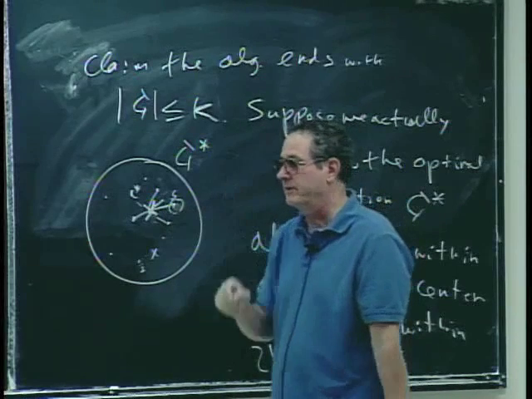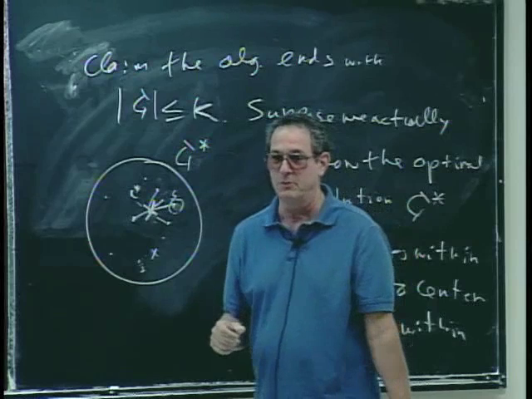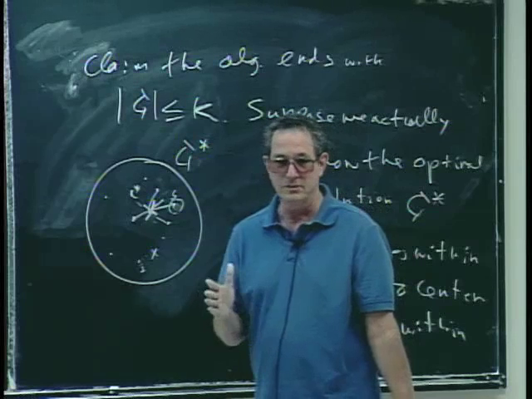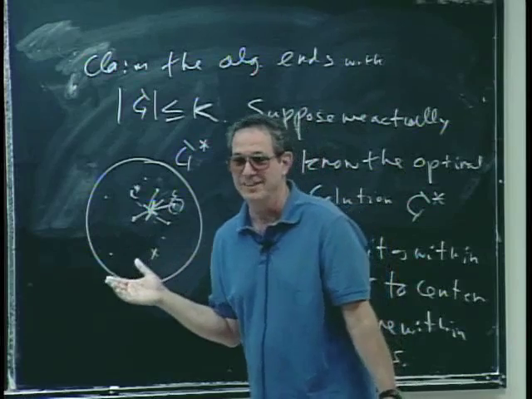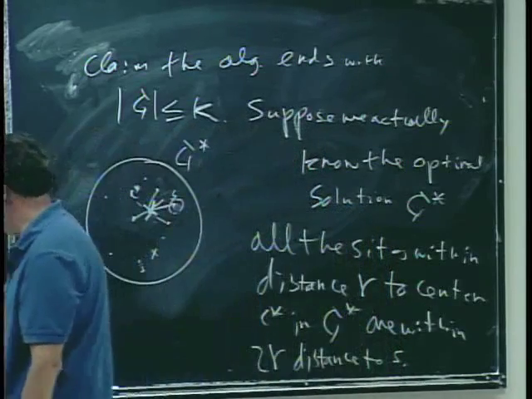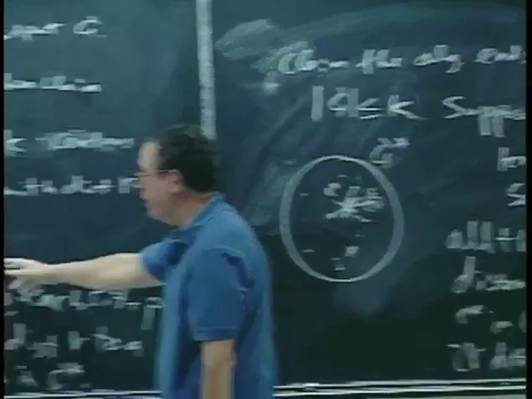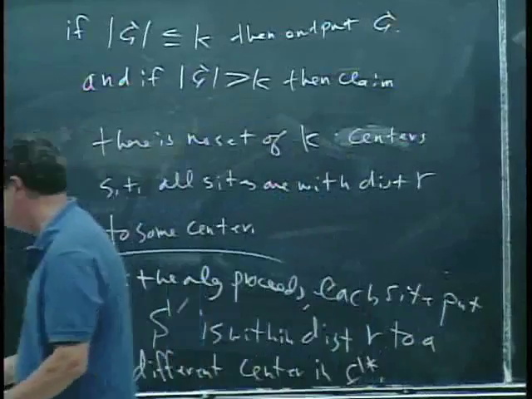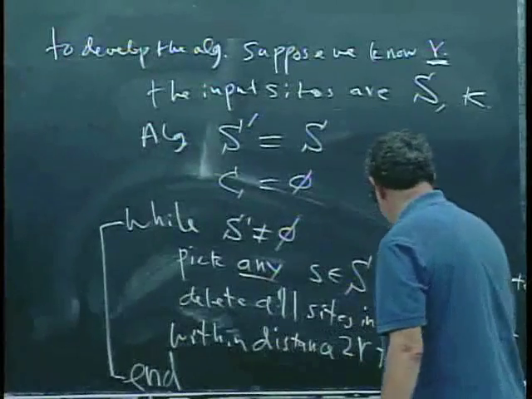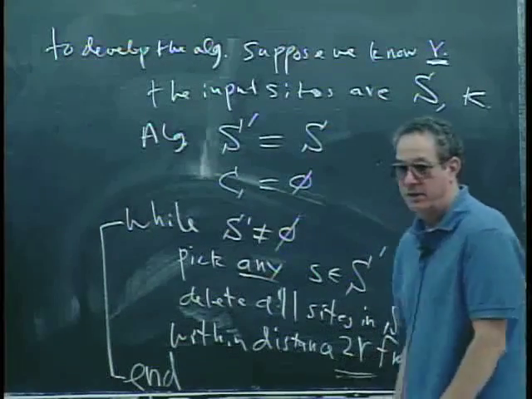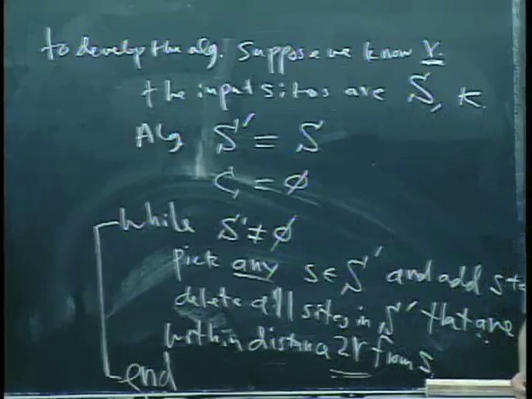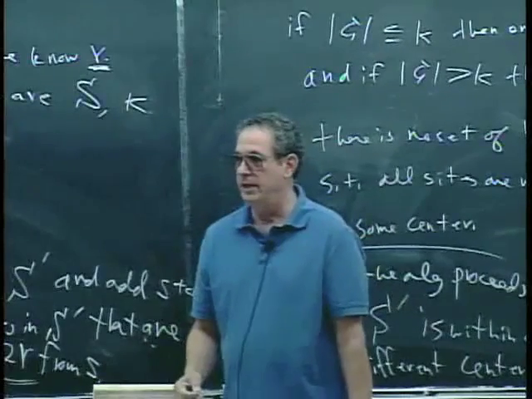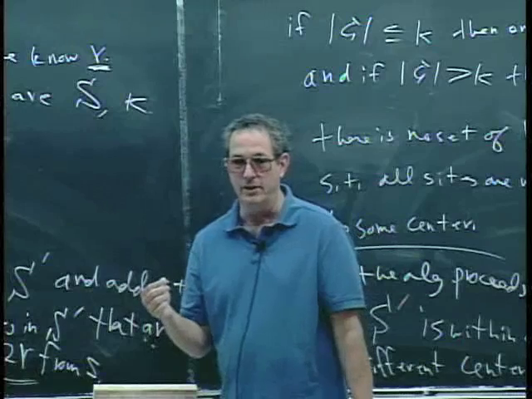Now, there's only one thing wrong with this algorithm in terms of the result we wanted, which is, yeah, we're assuming we know R. Okay? And we use it in this algorithm to delete all sites that are within 2R of the point we picked. Okay? All right, how are we going to get around that?